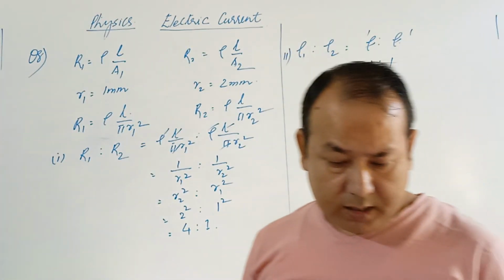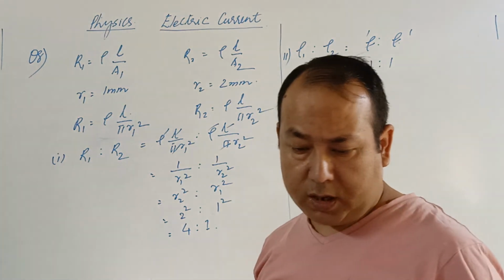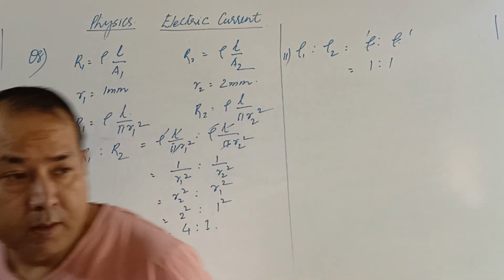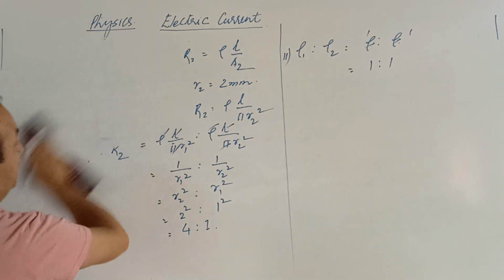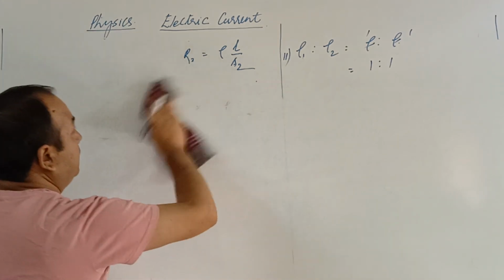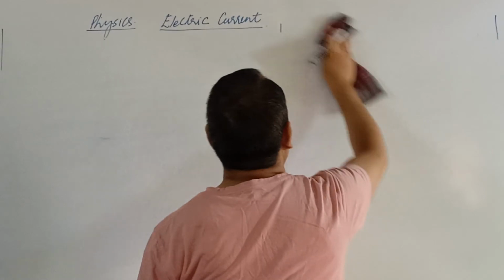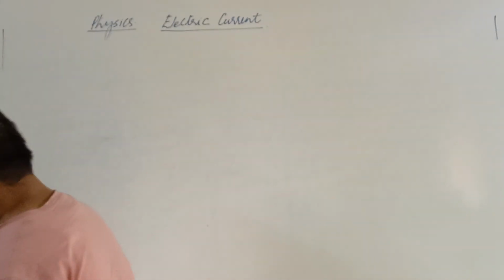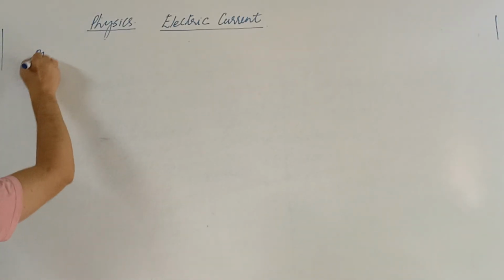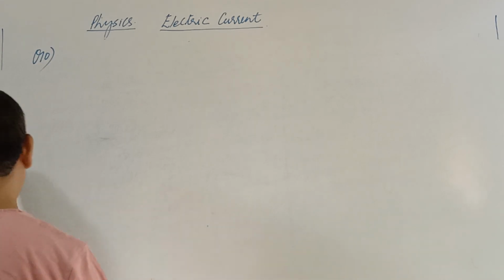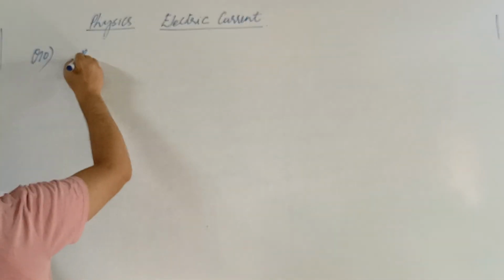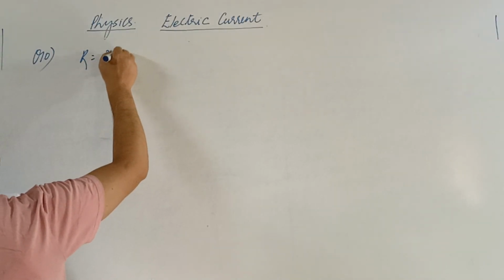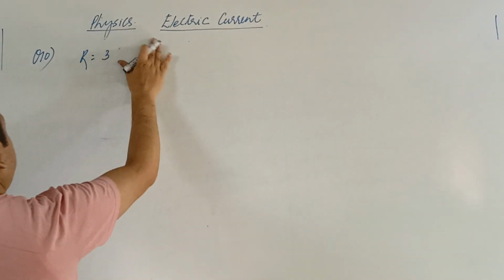Question number 9, 10 and 11 are similar. So let me do question number 10. Now in question number 10 it is given that a wire of resistance 3 ohm. Resistance is given equal to 3 ohm.